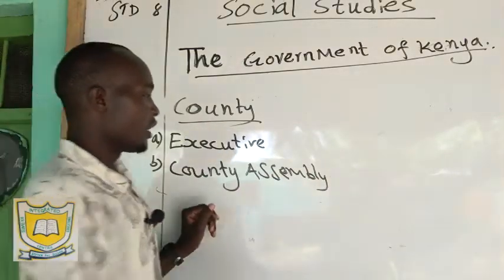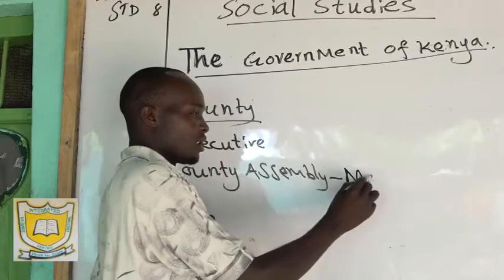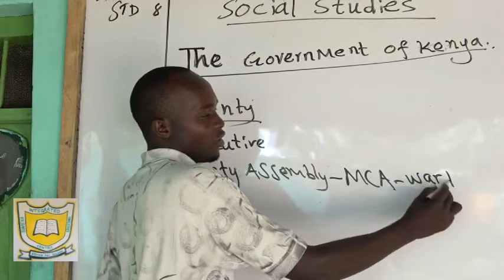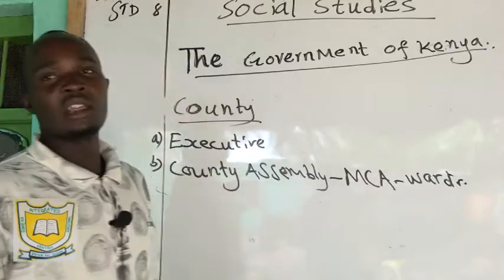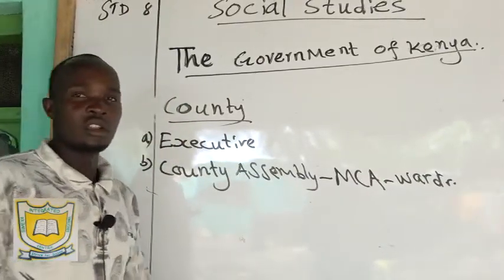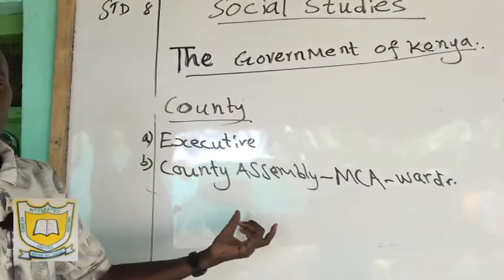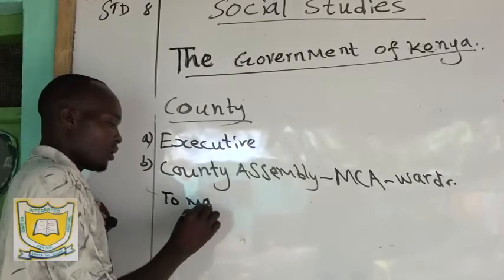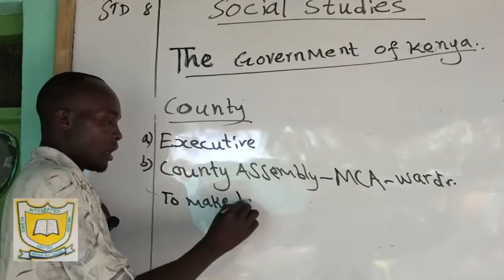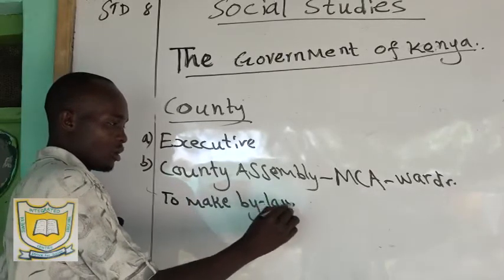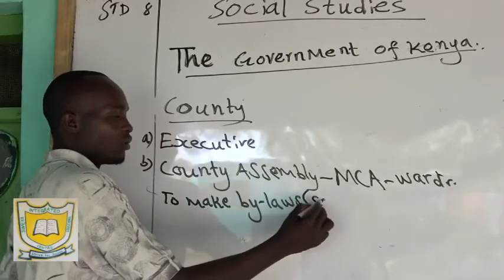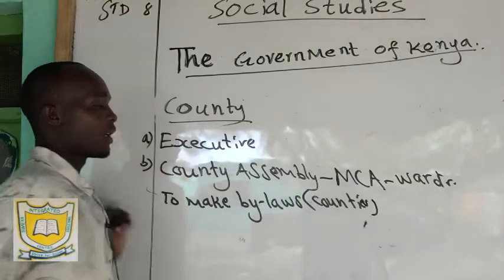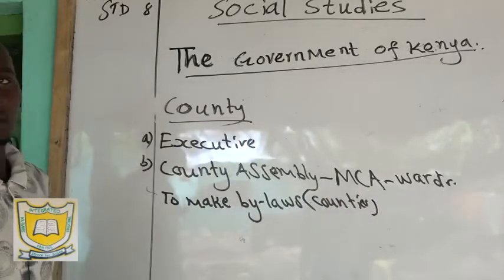So here you'll find we have what we call the MCAs. MCAs represent wards. They are elected according to the number of wards in a given county. The main role of the county assembly is to make bylaws, and the bylaws only affect the counties. They don't affect the national government, but they affect the projects in the county.